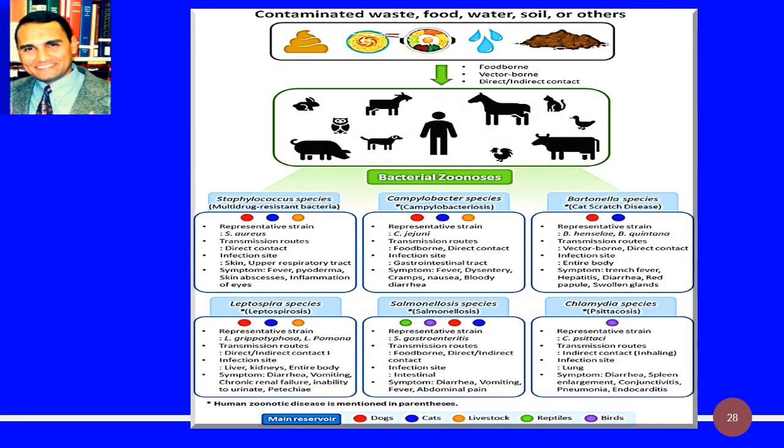Example of a web model: presence of contaminated wastes, food, water, soil, or others, with presence of the vector and the hosts, may lead to different bacterial diseases such as Staphylococcus species, Campylobacter species, Bartonella species, Chlamydia species, Salmonella species, Leptospira species, and different ways of their transmission. So the occurrence of one of these diseases needs multiple factors.